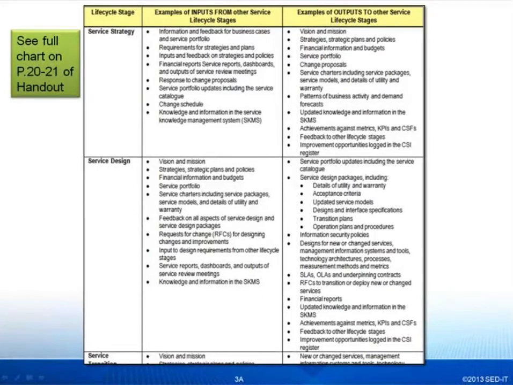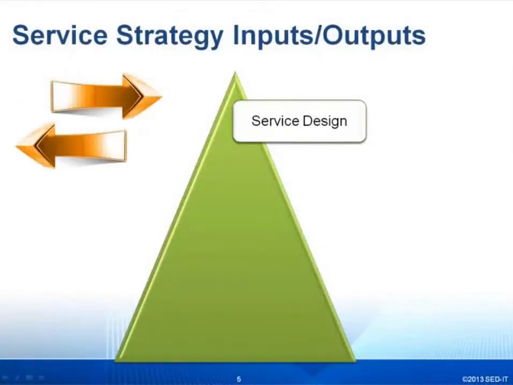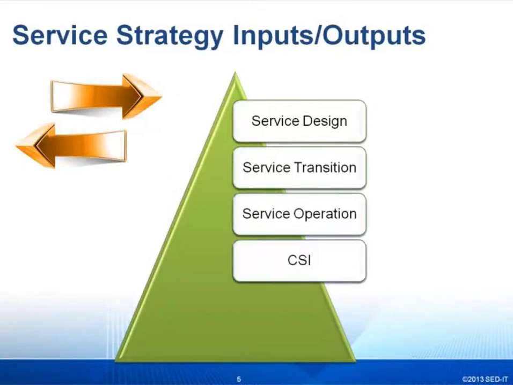So let's go and look at the same sort of information, but let's go phase by phase. So we're going to look at service strategy from a perspective of inputs and outputs to design, to transition, to operation, and then to CSI. Now, this table is found in service strategy. It's table 3.21, and it's also reproduced for you in that handout packet. So make sure that you have that in front of you.